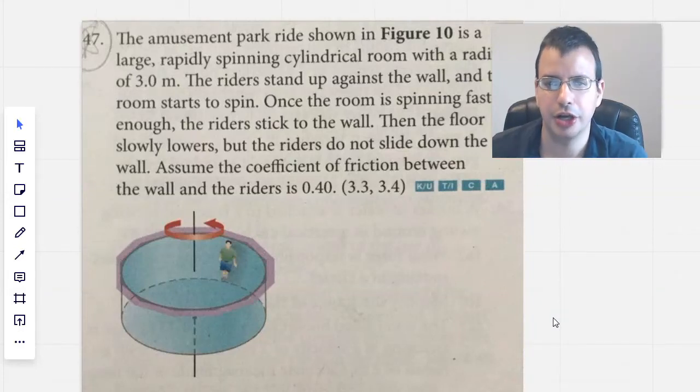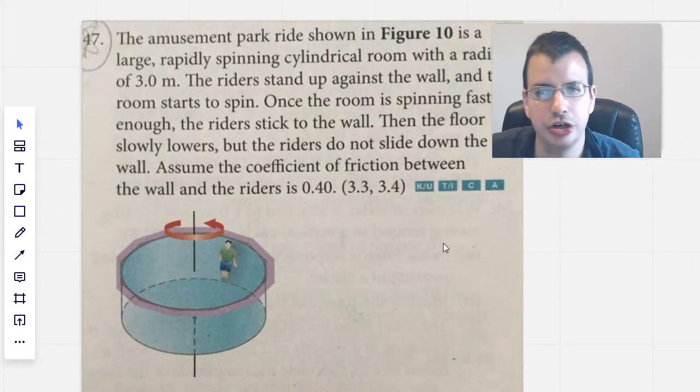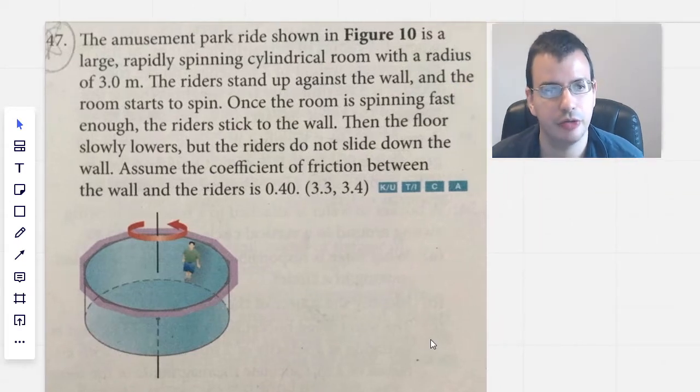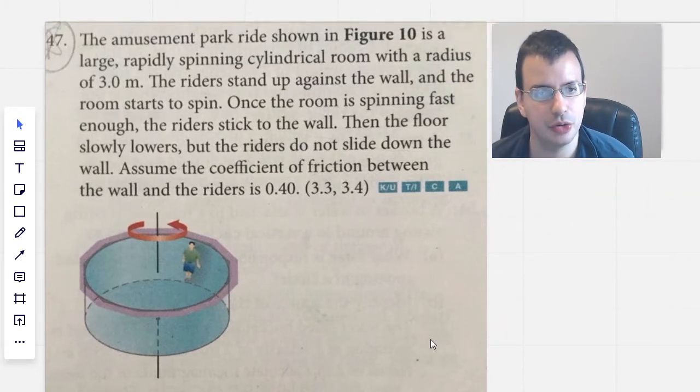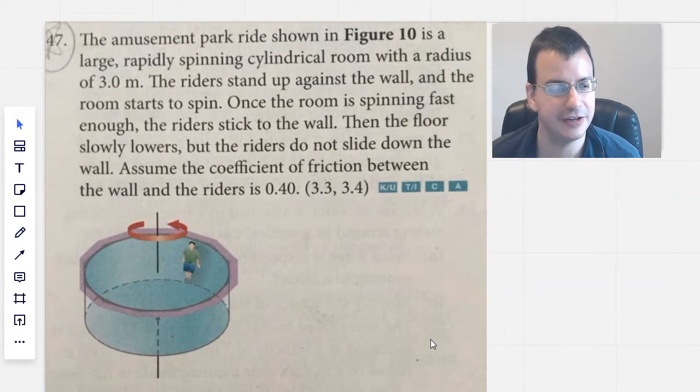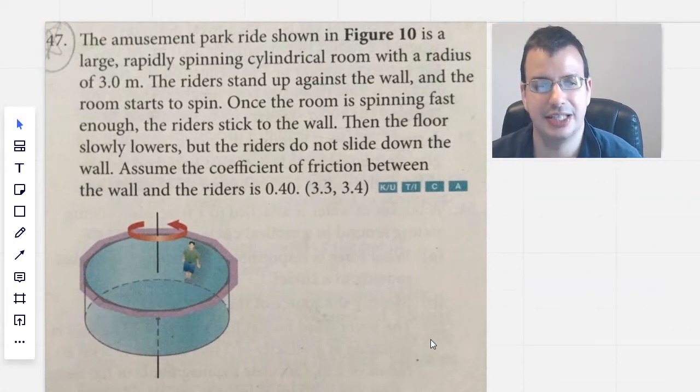The amusement park ride, shown in Figure 10, is a large, rapidly spinning cylindrical room with a radius of 3 meters. Riders stand up against the wall, and the room starts to spin. Once the room is spinning sufficiently fast, riders stick to the wall.